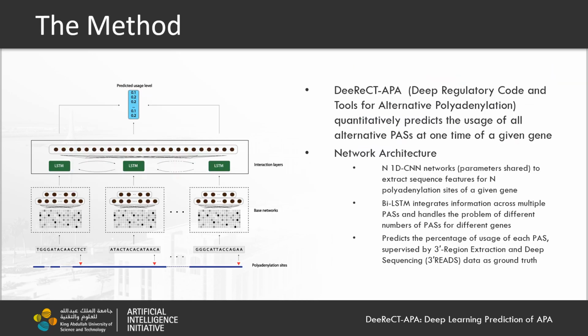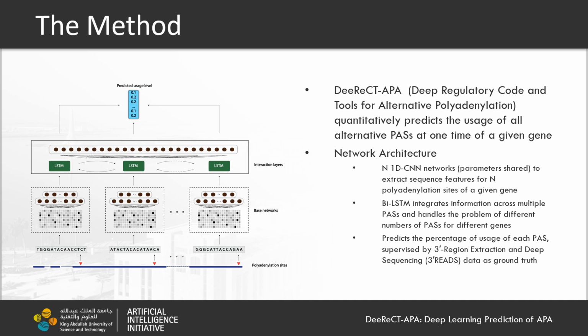Here we introduce DeeReCT APA, Deep Regulatory Code and Tools for Alternative Polyadenylation, which quantitatively predicts the usage of all alternative PAS at the same time for a given gene. The network architecture is shown in the left figure, where there are n 1D CNN networks, which serve as the base networks to extract sequence features for n polyadenylation sites of a given gene. And there are bidirectional LSTM blocks, which serve as interaction layers to integrate information across multiple PAS and handle the problem of different numbers of PAS for different genes.